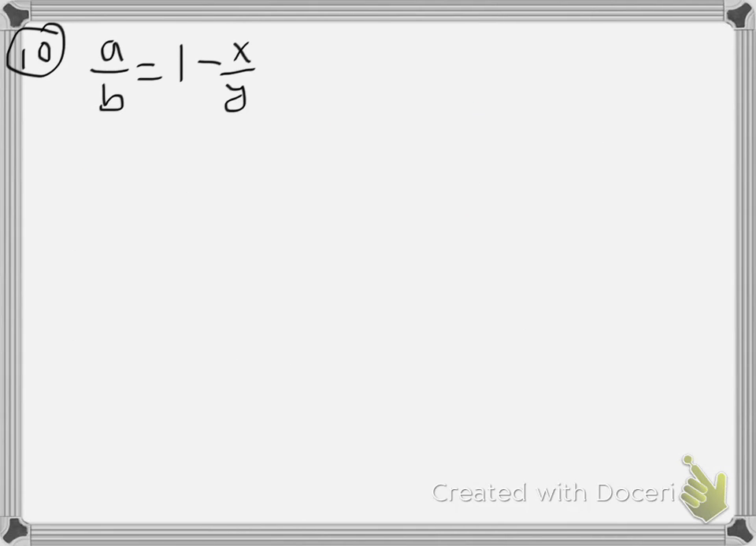Number 10 wasn't done very well on the test. This was the wrong answer most people got. Most people did this: well, if I'm going to flip it to b over a, then just flip that whole thing, and I'll get 1 minus y over x. And that is completely wrong. It is not the same.